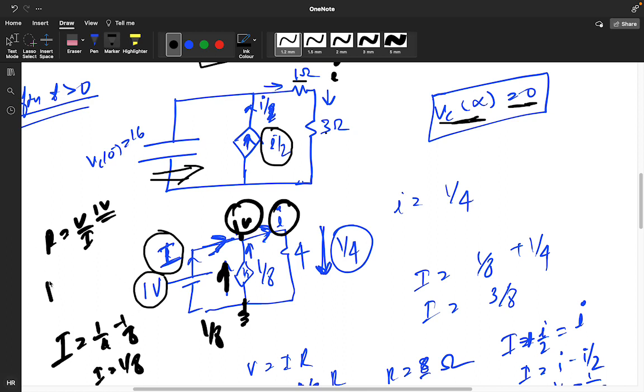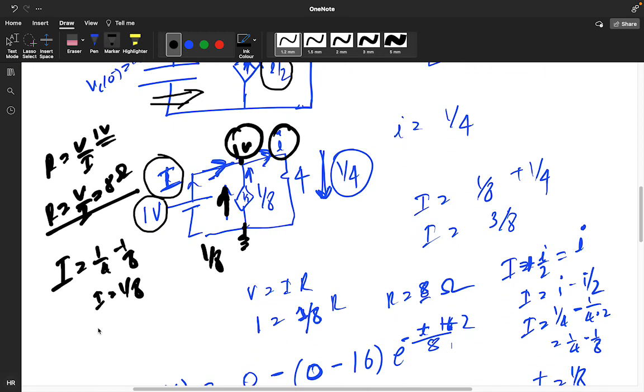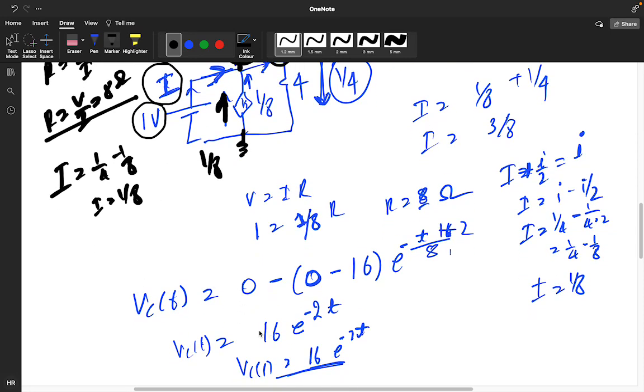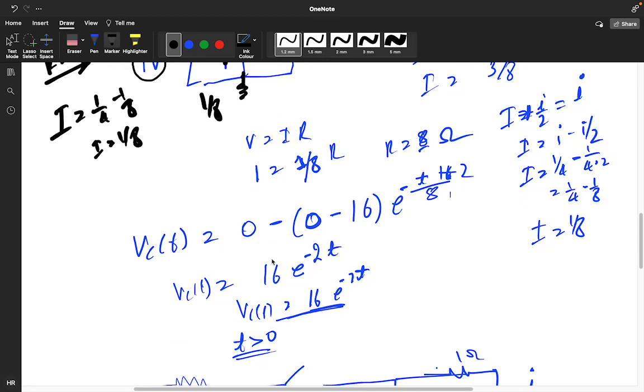And I value you are getting 1 by 8. And for the resistor you need to do V by I, and you will get 8 ohm. Correct? Okay. If you are doing these things and you are getting the value of R equals 8 ohm, then substitute the value and get the VC of t. So VC of t, all the values substituted, and you are getting the VC of t value like this.